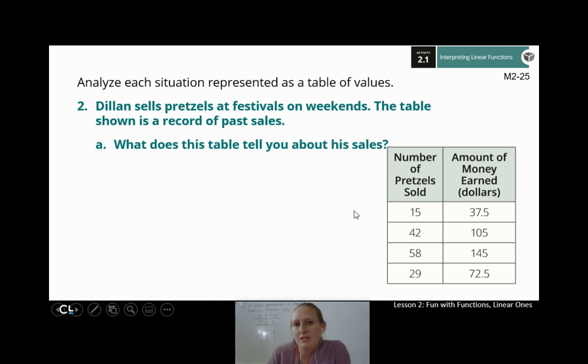I would start by finding the slope. That's my advice. Go ahead and hit pause to find what this table tells you about his sales, and hit play when you're ready to check it.